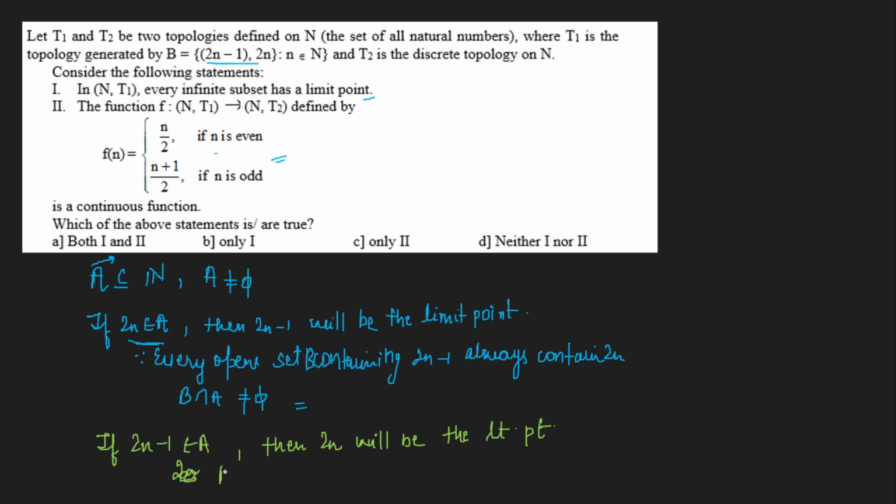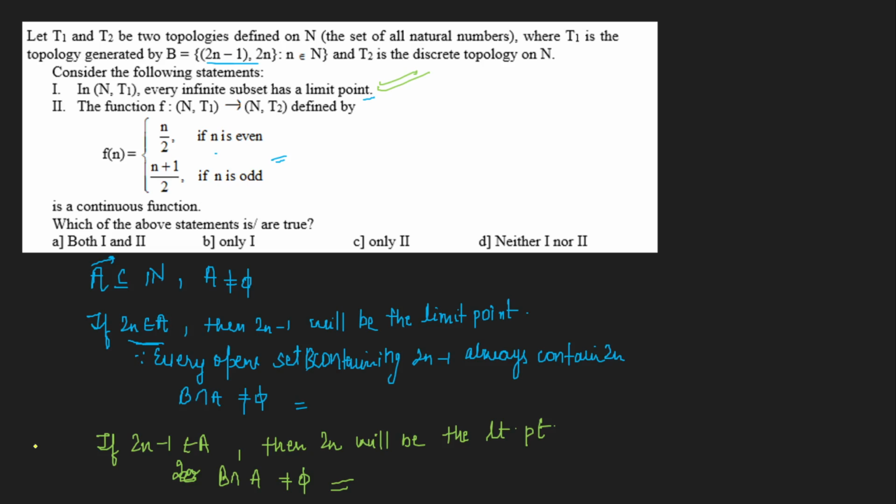So that means I'll get B intersection A is not equal to empty set in this case also. So that means A always has a limit point, either if it has a kind of element 2n or if it has a kind of element 2n minus 1, then it will always have a limit point. So I can say that option first is my true statement, right? Now let's see option second, statement second.